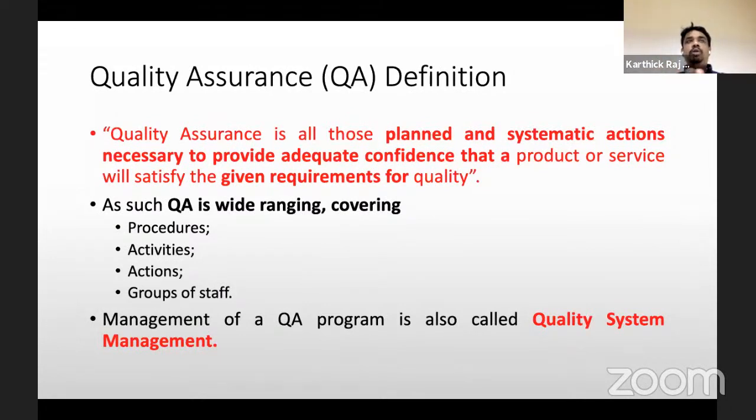And action levels are also very important: when to act and when not to act, so the action levels have to be clearly defined. Because radiotherapy is a multidisciplinary approach, with a technologist, staff nurse, radiation oncologist, and medical physicist, it's a team effort, so the entire team has to be included in the quality assurance program. The management of the entire QA program is also called quality system management.